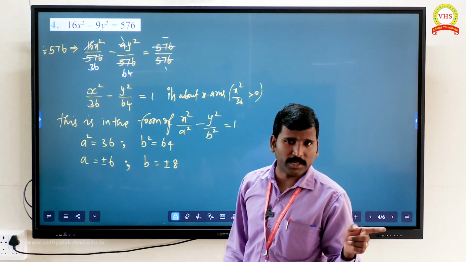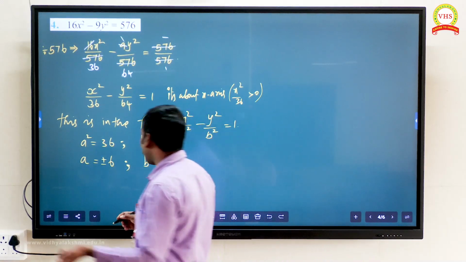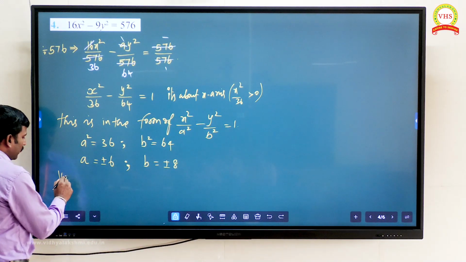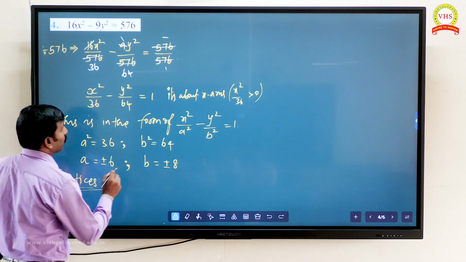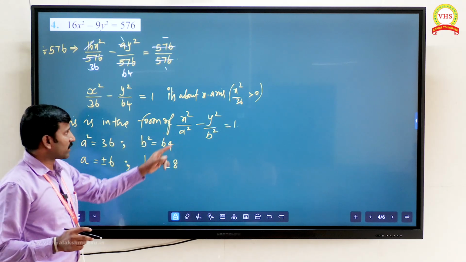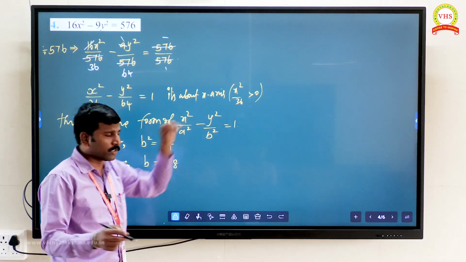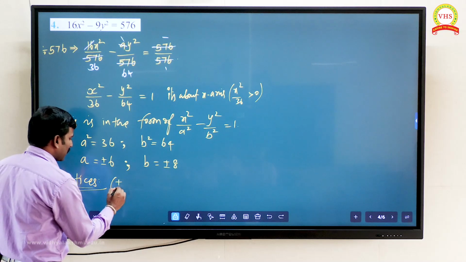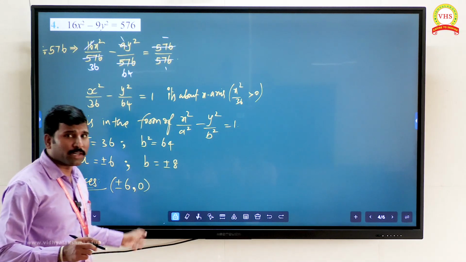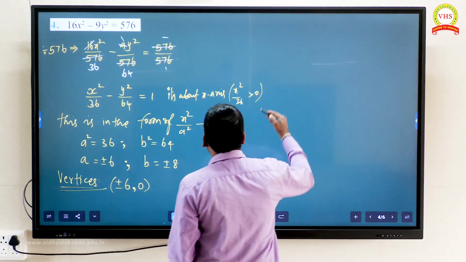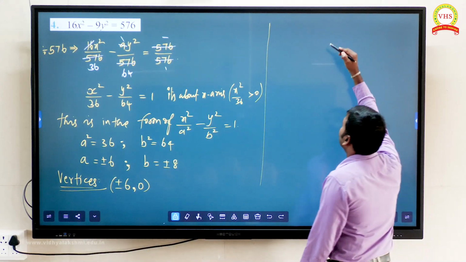What all do we need to find, children? Vertices we have to find. First let me complete the vertices. So vertices, we know it's about the x-axis. In the sense that, under x square we have 36, root value 6. That is our required. So plus or minus 6 comma 0. That's it. This is our required vertices. And the length of latus rectum also we have to find.